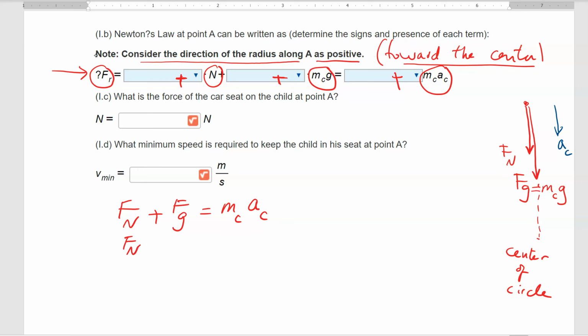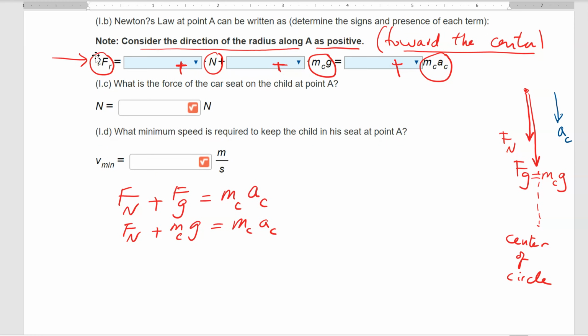So here is Fn plus I have mg, right, the mass of the child, times the acceleration of gravity for the force of gravity. I'm just going to carry over the terms from the equation. And now we're isolating the normal force. So if I just leave Fn over here and move everything else to the other side, I would have m times a, the centripetal acceleration, subtracted from it, m times g.